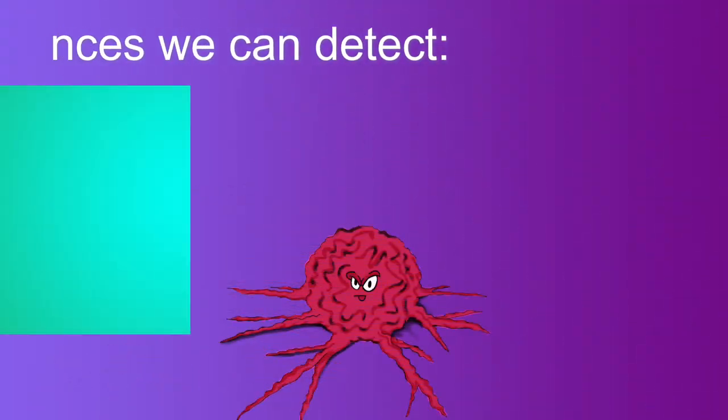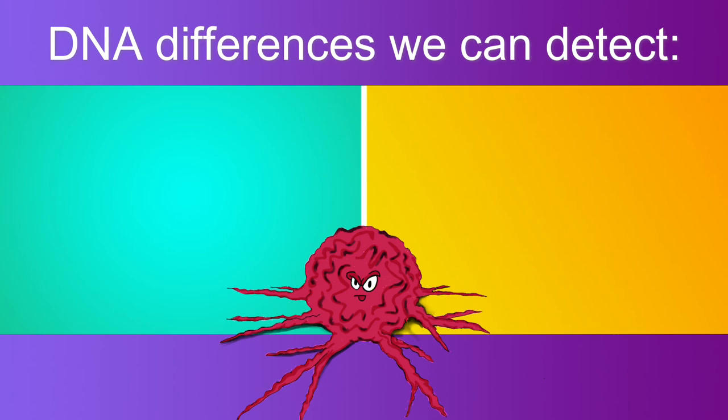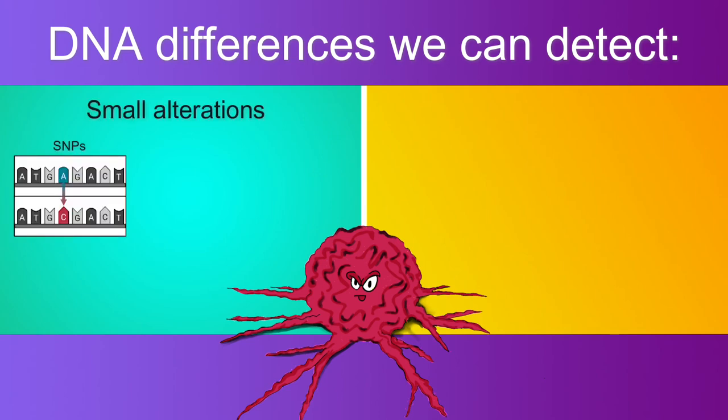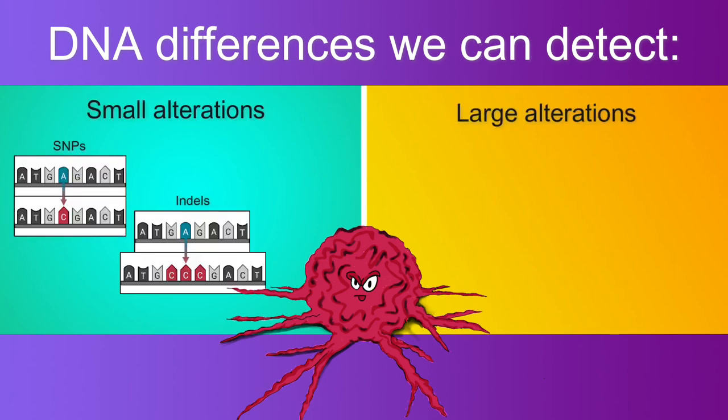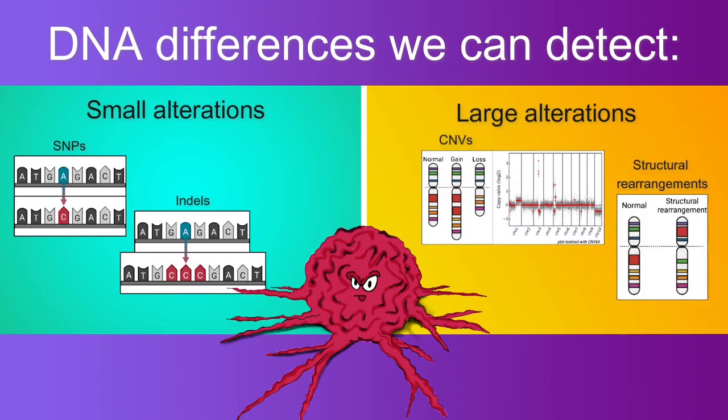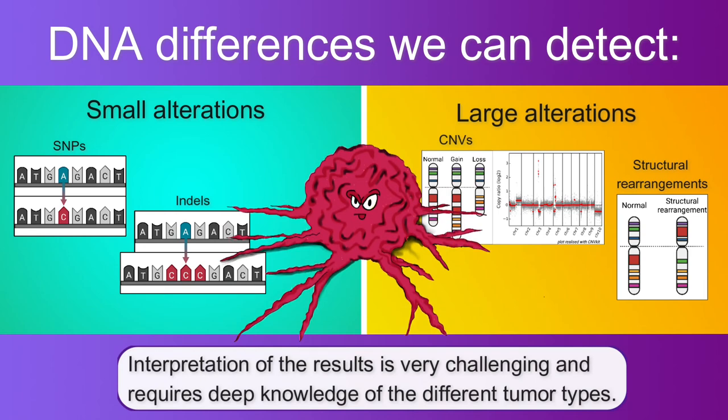The DNA differences we can detect by bioinformatic analysis are small alterations like SNPs and indels, or large alterations like CNVs and structural rearrangements. Keep in mind that detecting alterations is pretty straightforward. Still, interpretation of results can be very challenging and requires a deep knowledge of the different tumor types.